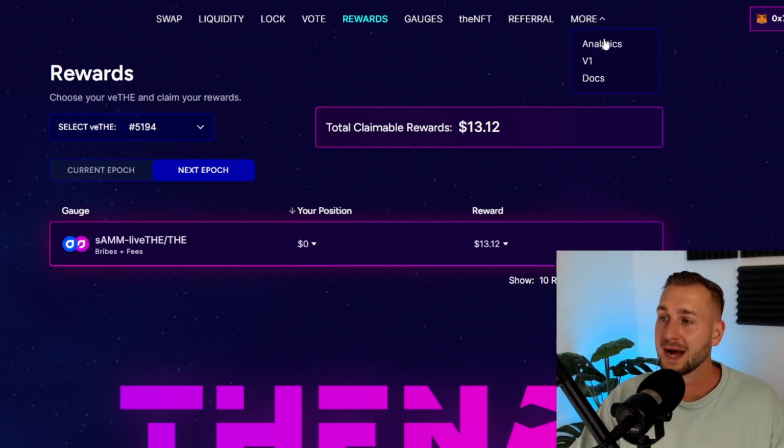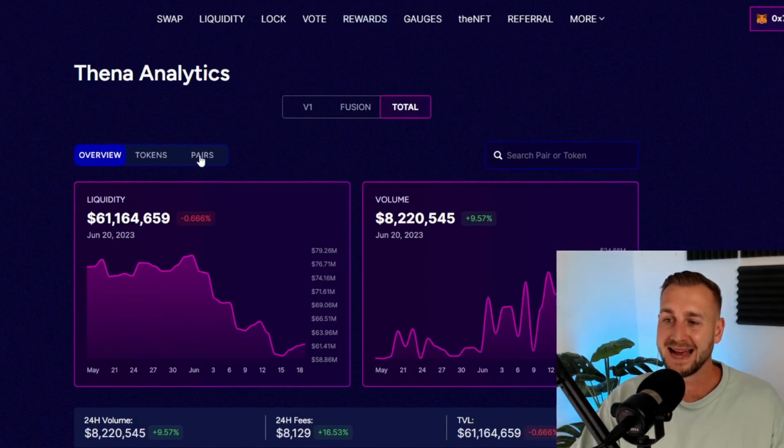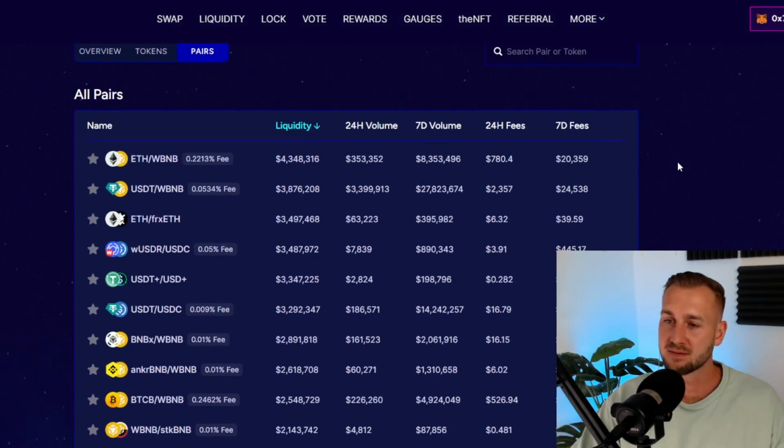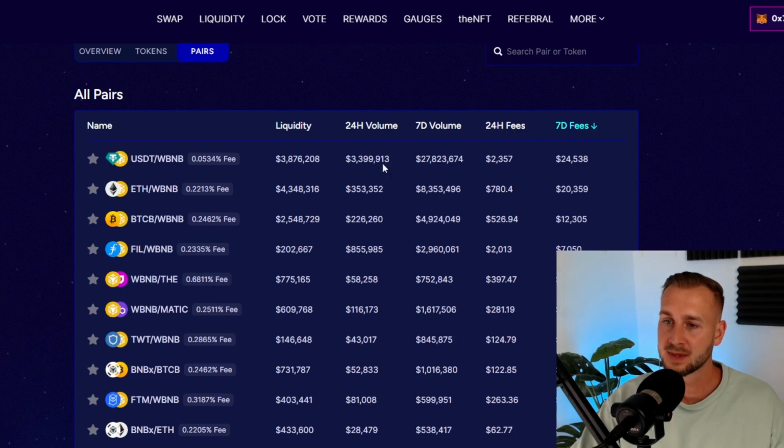Now, if you go to analytics, and we go to the pairs tab here, you can see the highest volume trading pairs. So of course it's going to be BNB to stables and BNB to ETH. Those are popular pools. And as you can see, if we just do these 7-day fees, USDT to wrapped BNB is the biggest pool in terms of trade size and volume. So if you do vote for this pool, which does have good bribes as well, you're going to get your scoop of the trading fees on this one as well, which can be lucrative additionally to those bribes. So this is something to factor in.